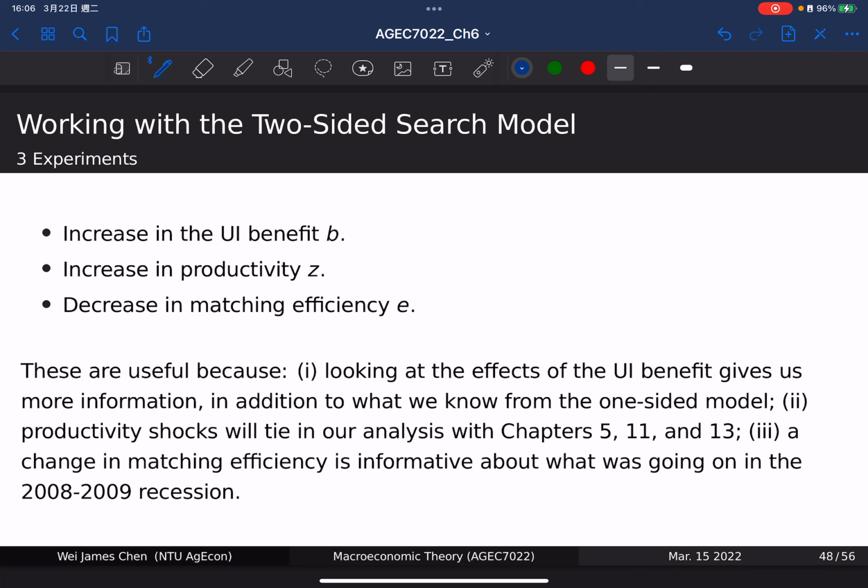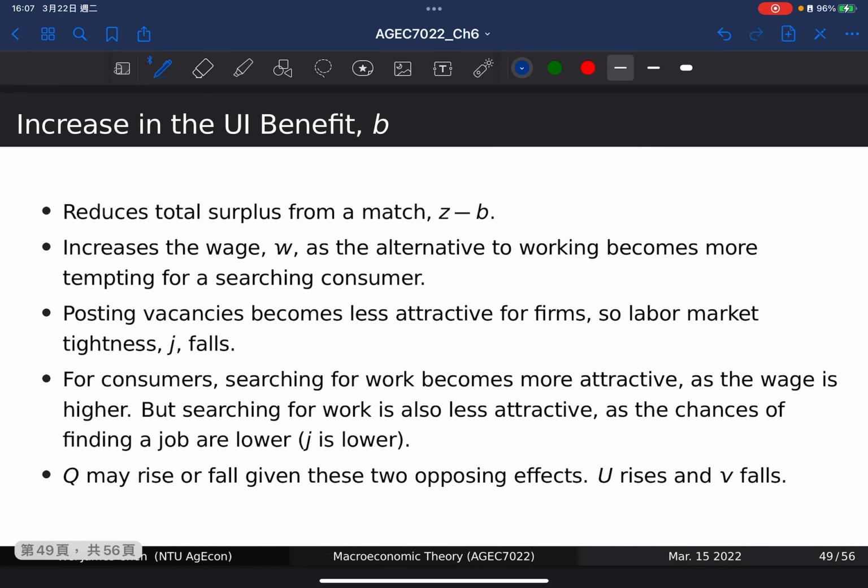The last one is actually something we can use to explain the shift of the Beveridge curve that we talked about last week. Okay, so we'll come to this one by one. So the first one, increase in the UI benefit B.